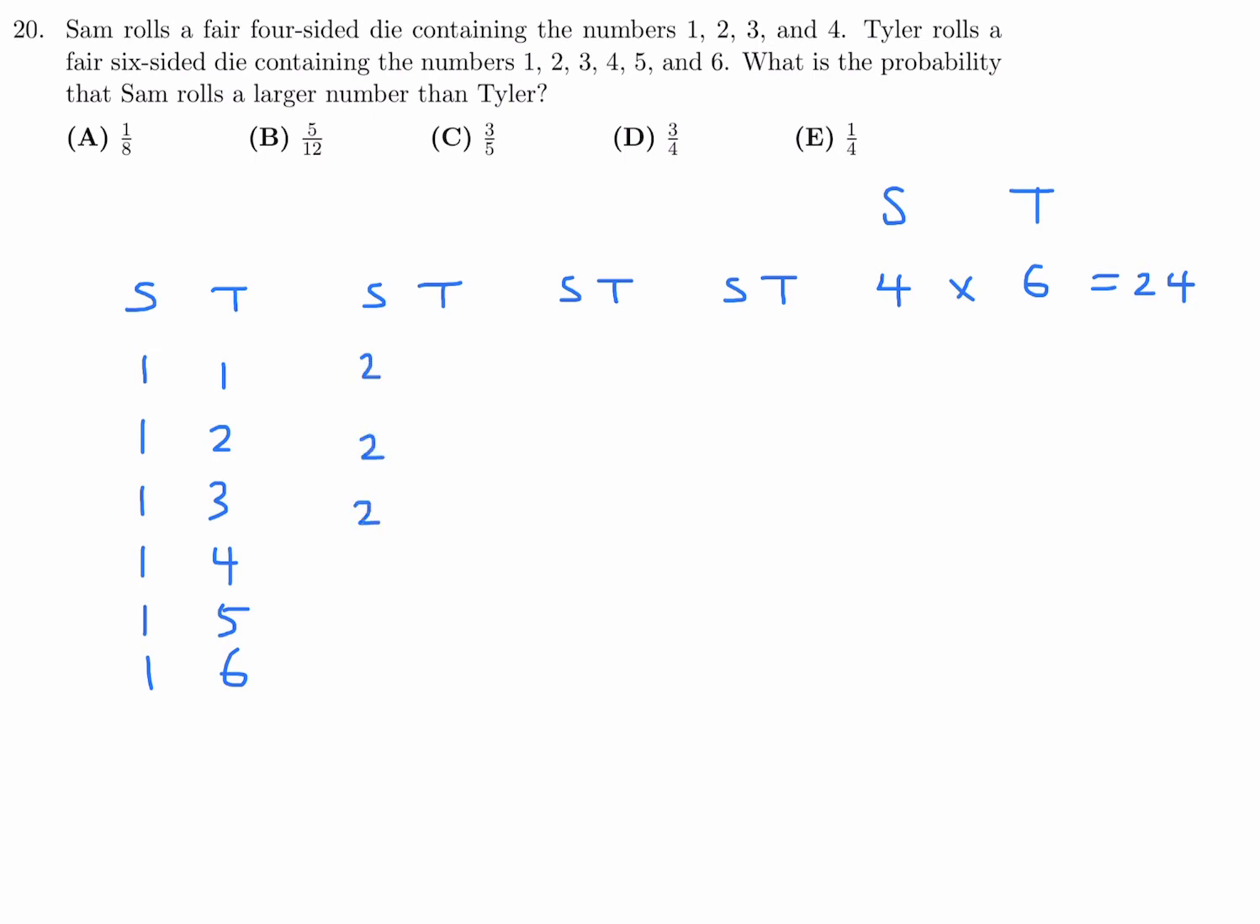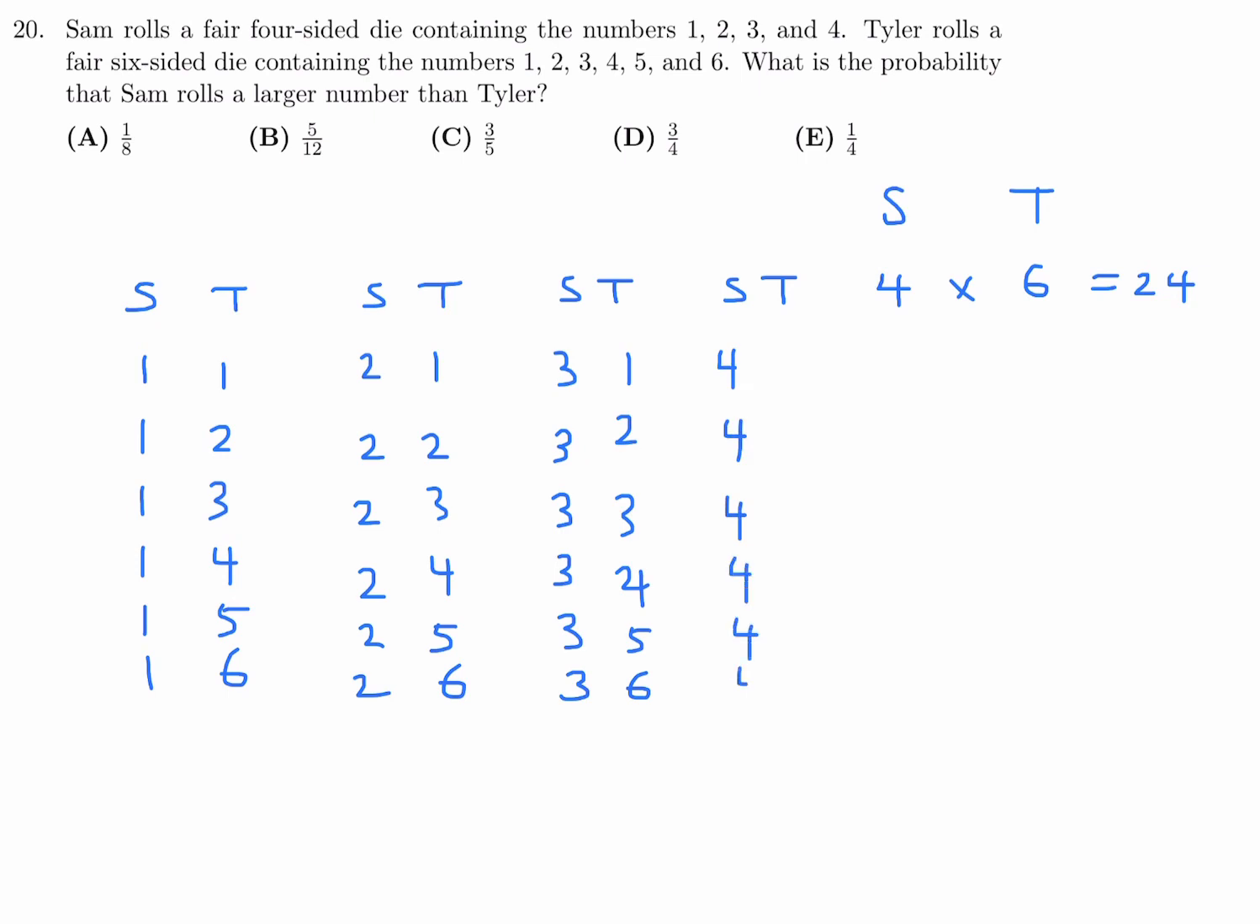2, 2, 2, 2, 2, 2, 1, 2, 3, 4, 5, 6. And then all threes, of course. And then 1, 2, 3, 4, 5, 6. And then last one is all fours for Sam. And then, of course, 1, 2, 3, 4, 5, 6.